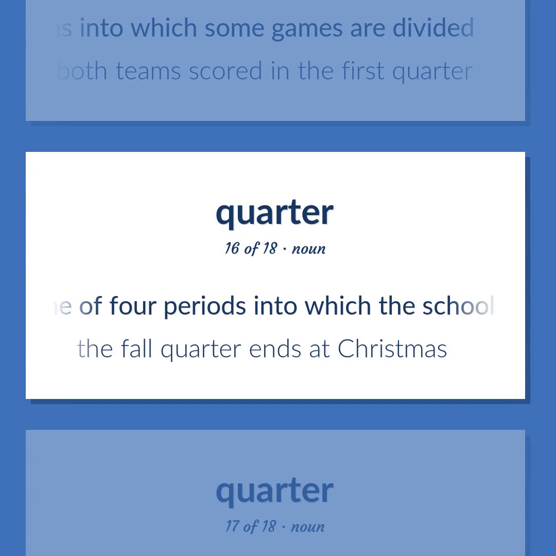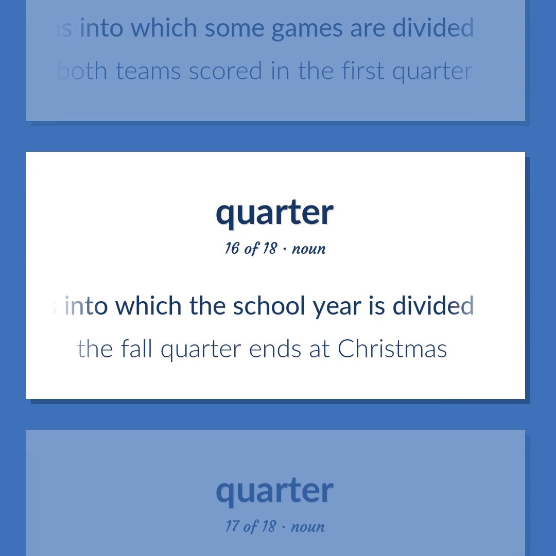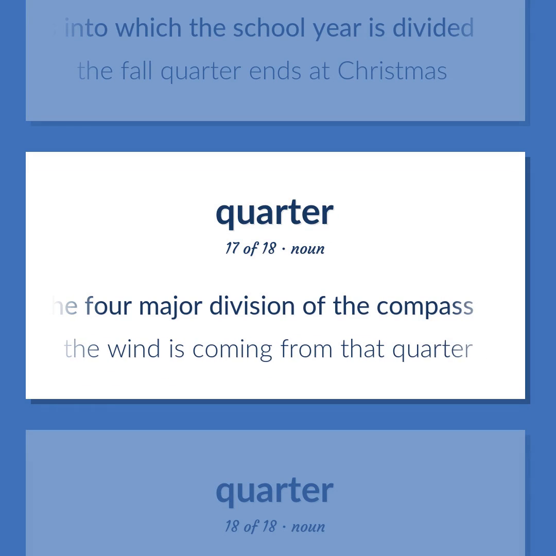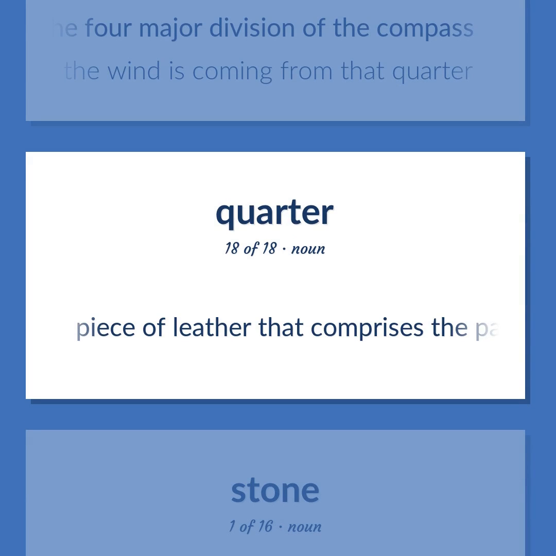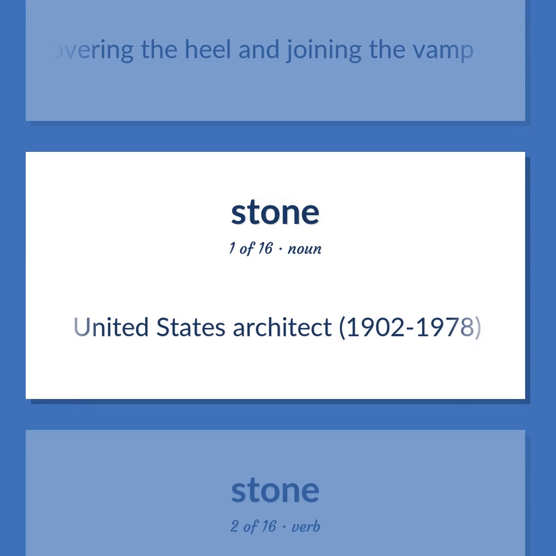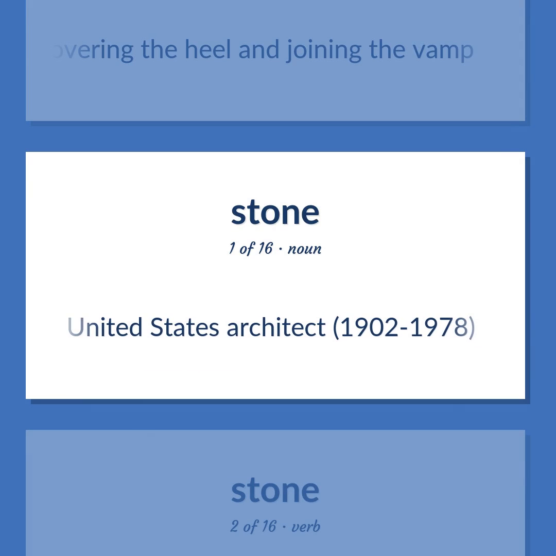One of four periods into which the school year is divided. The fall quarter ends at Christmas. One of the four major divisions of the compass. The wind is coming from that quarter. Piece of leather that comprises the part of a shoe or boot covering the heel and joining the vamp. United States architect, 1902 to 1978.